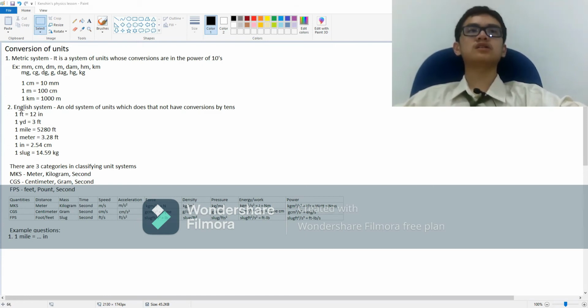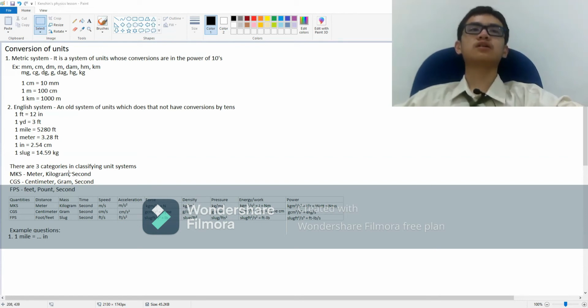And then you have the English system, which is an old system of units which does not have conversions by tens. Instead, I have a list over here of some of the English units converted into something we can understand better. 1 foot is 12 inches, 1 yard is about 3 feet, 1 mile is 5,280 feet, a meter is 3.28 feet, 1 inch is 2.54 centimeters, and 1 slug is 14.59 kilograms. I don't know why this is called slug, so don't ask me.